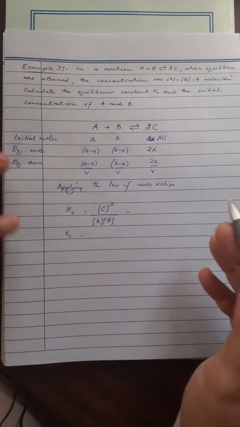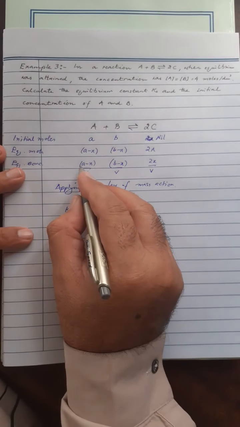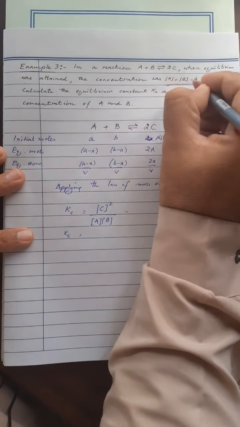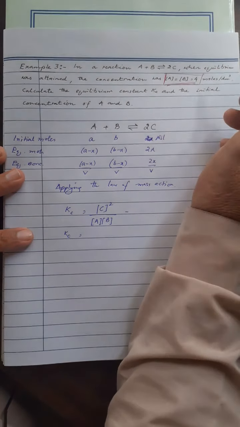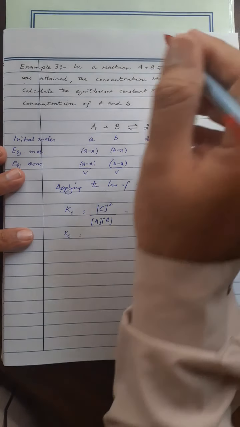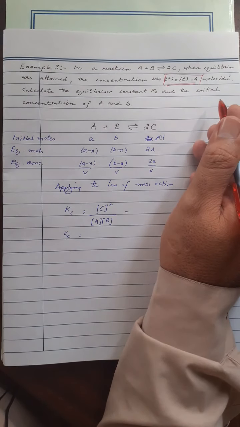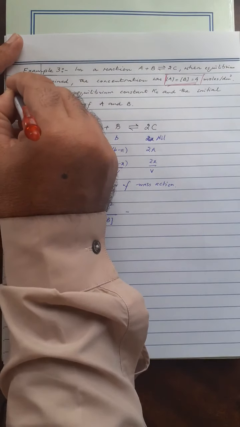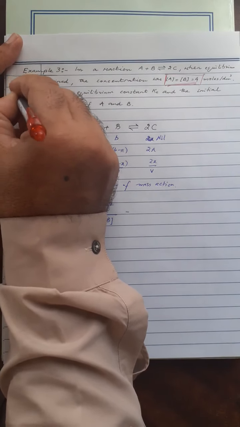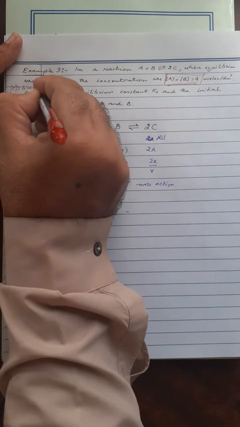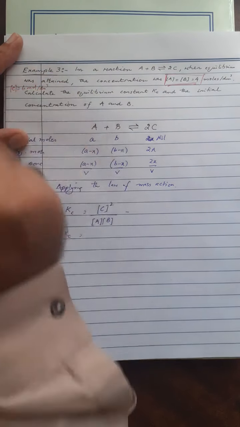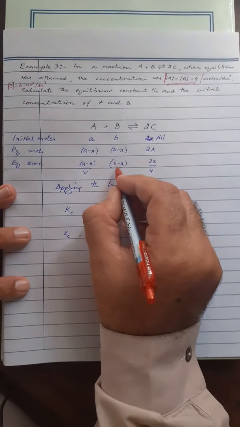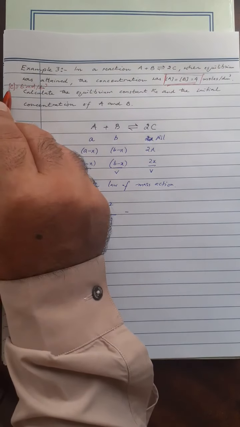But I just missed one step. According to our textbook, a minus x is 4 and b minus x is also 4. However, the 2x is given to us, because the quantity is given. I missed the value of C. C is equal to 6 mole per dm cube. It was in the book, I missed to write it. So a minus x is 4, b minus x is 4, and 2x is 6.